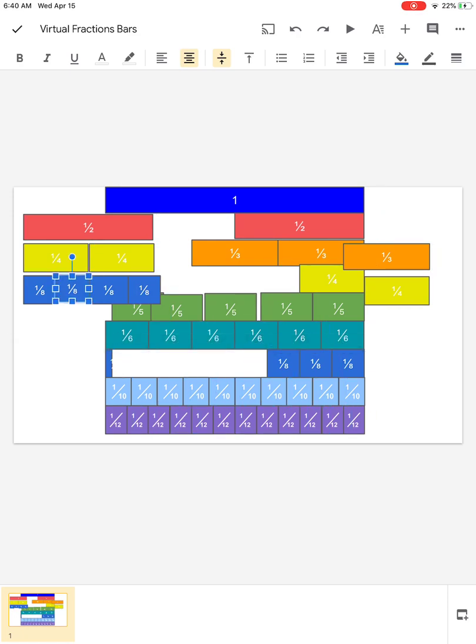So this is for you to explore. You can use it while you're doing your assignments or the Google Classroom assignment, okay? So I want you guys to find equivalent fractions with our digital fraction bars. So remember, just click and drag.